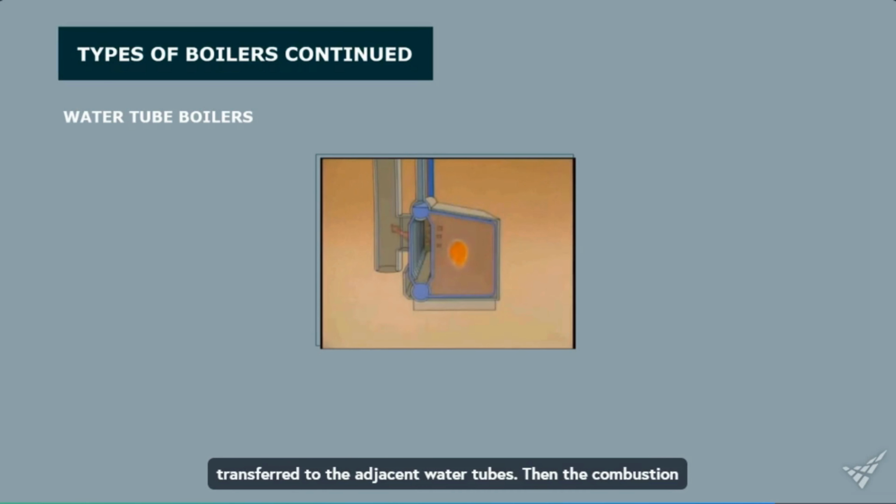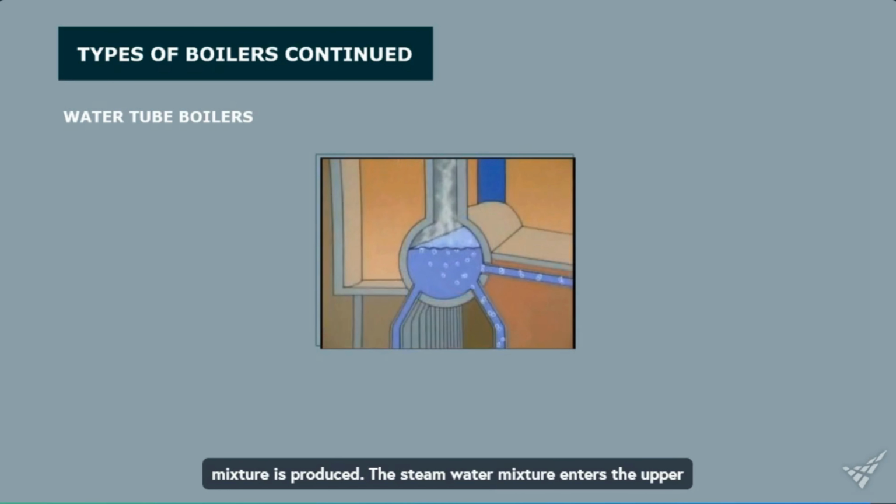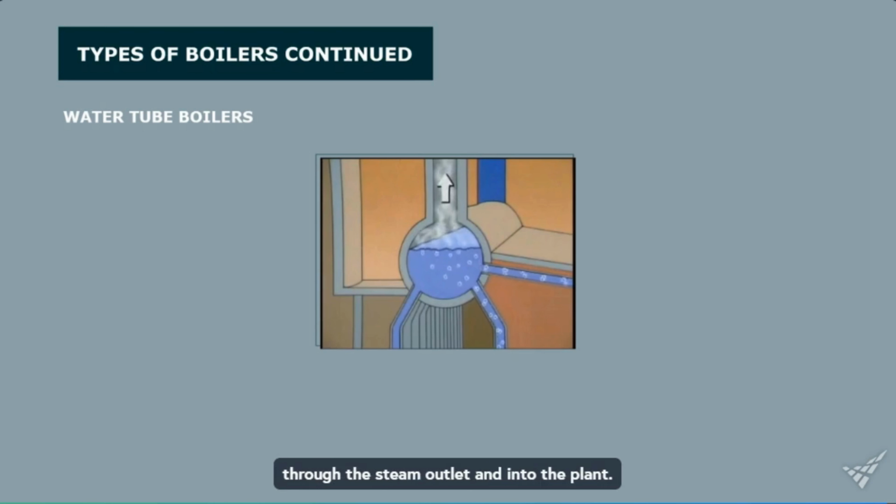Then the combustion gases flow out of the boiler. Water circulates from the upper drum through these water tubes and into the lower drum. From the lower drum, the water is distributed to the water tubes surrounding the combustion area. We'll discuss how water circulates through the boiler in more detail later on in the program. As the water in these tubes is heated, a steam-water mixture is produced. The steam-water mixture enters the upper drum. There, the steam is separated from the water and routed through the steam outlet and into the plant.